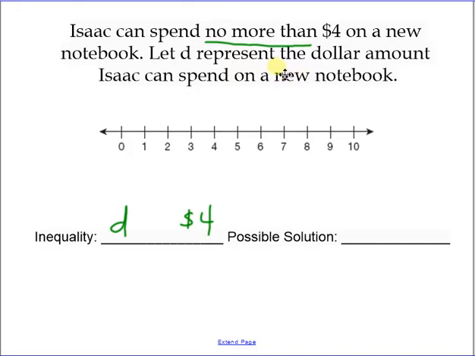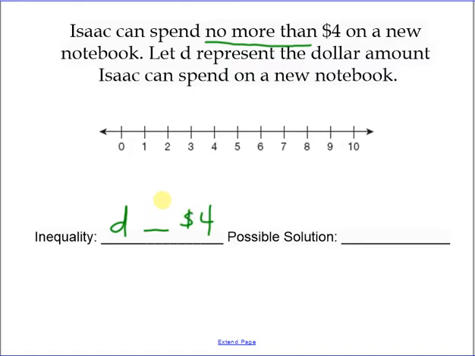And now we need to figure out what is the sign. Well, he can spend no more than $4. Can he spend exactly $4? Yes, he can. So we have the equal to bar underneath. So now the second question is, does he have to spend less than $4 or greater than $4?